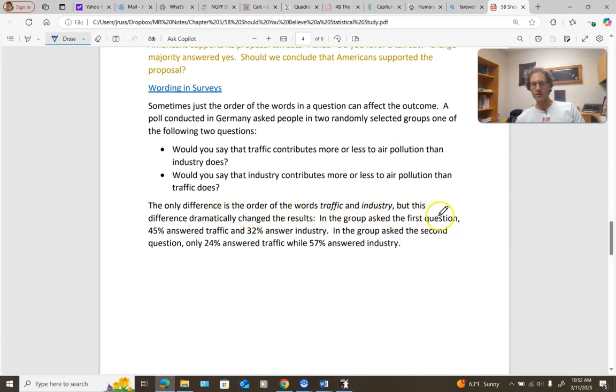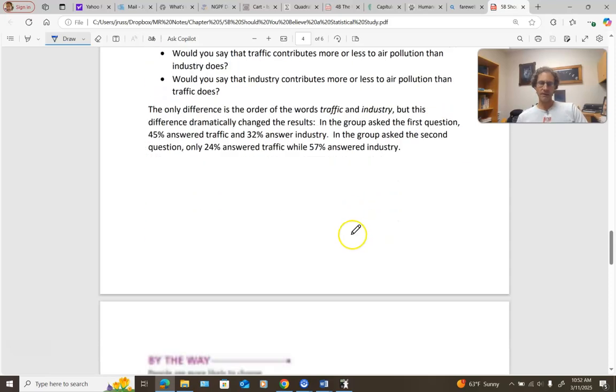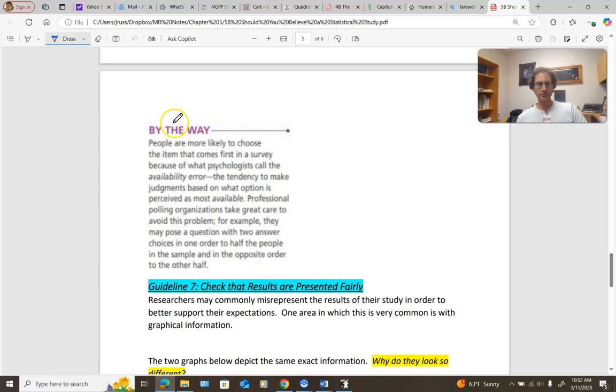In the group that was asked the first question, 45% said traffic contributed more to air pollution, and 32% answered industry. And then in the group asked the second question, in which those two words were swapped, 24% answered traffic, and 57% answered industry. So we basically see a complete opposite in the responses here given. Okay? So this is really fascinating, and this is why.